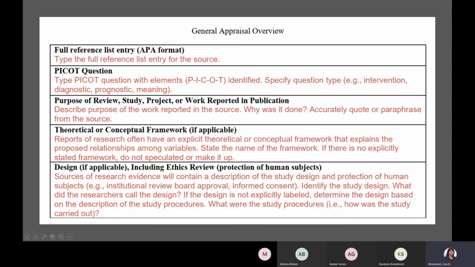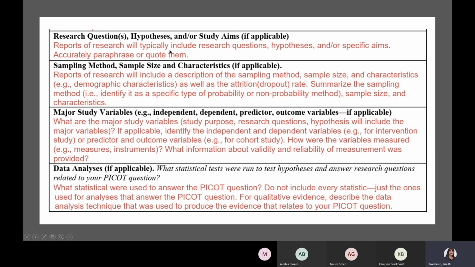So then the next part of the form, the research questions, hypotheses, or study aims. Reports of research are typically going to include either research questions or hypotheses. Sometimes they might have both, and sometimes they might also have specific study aims or objectives. You either need to accurately paraphrase or quote these from the report.